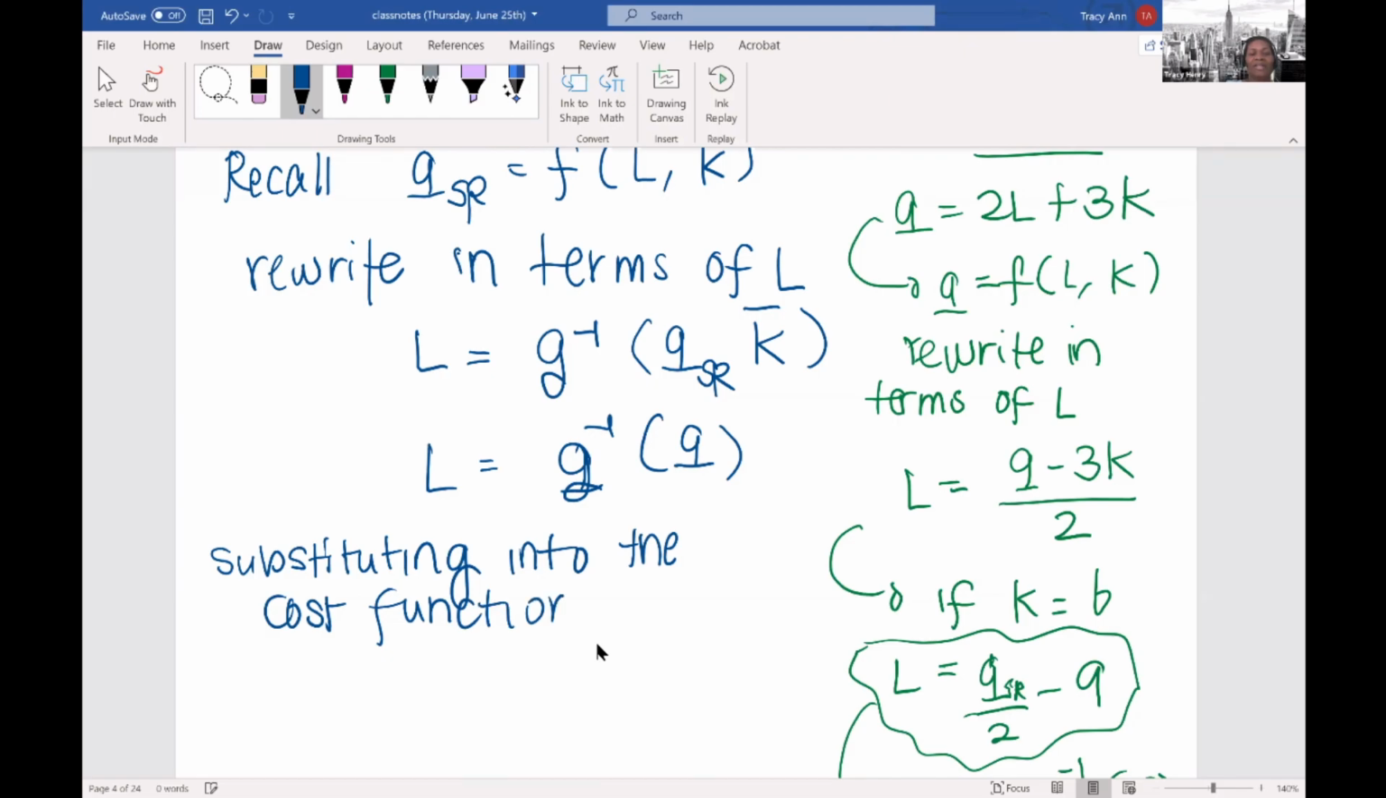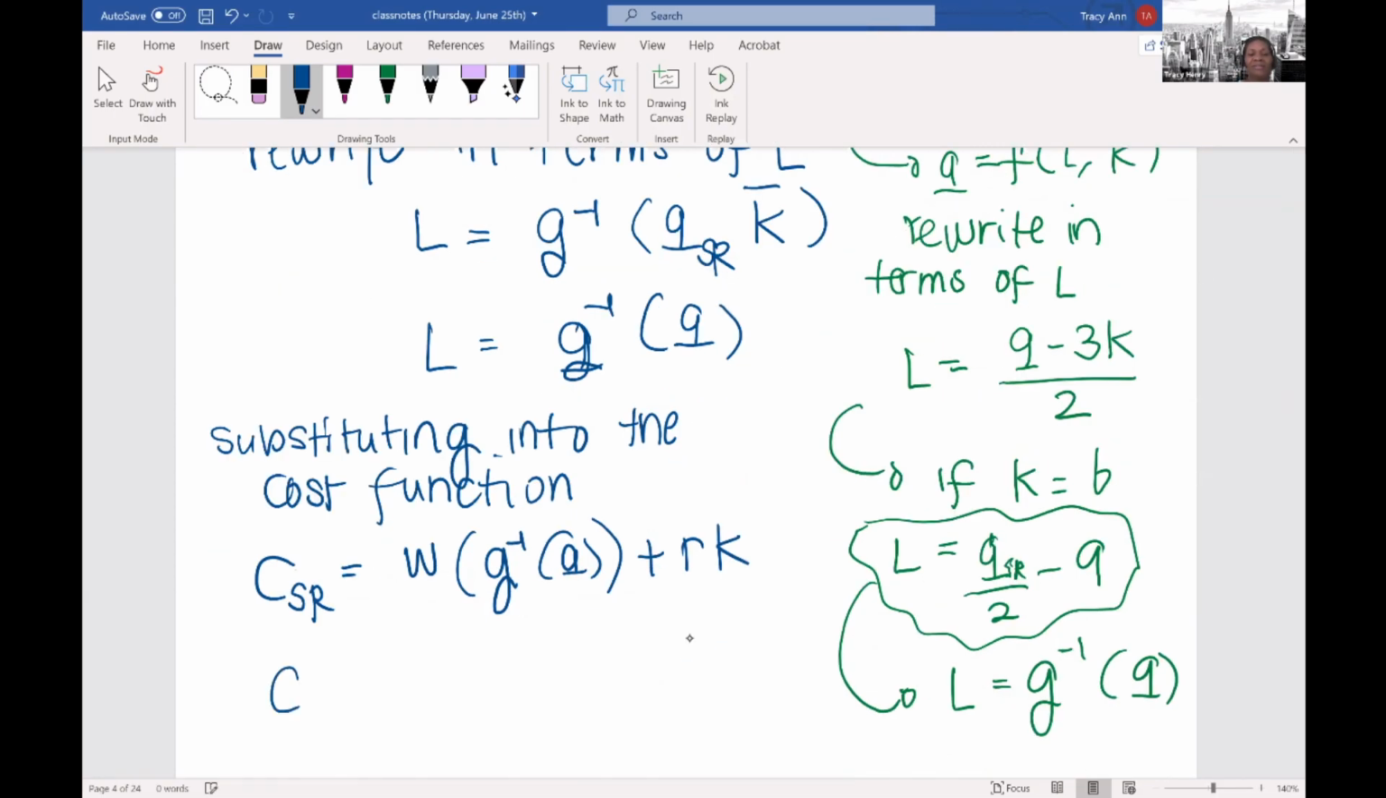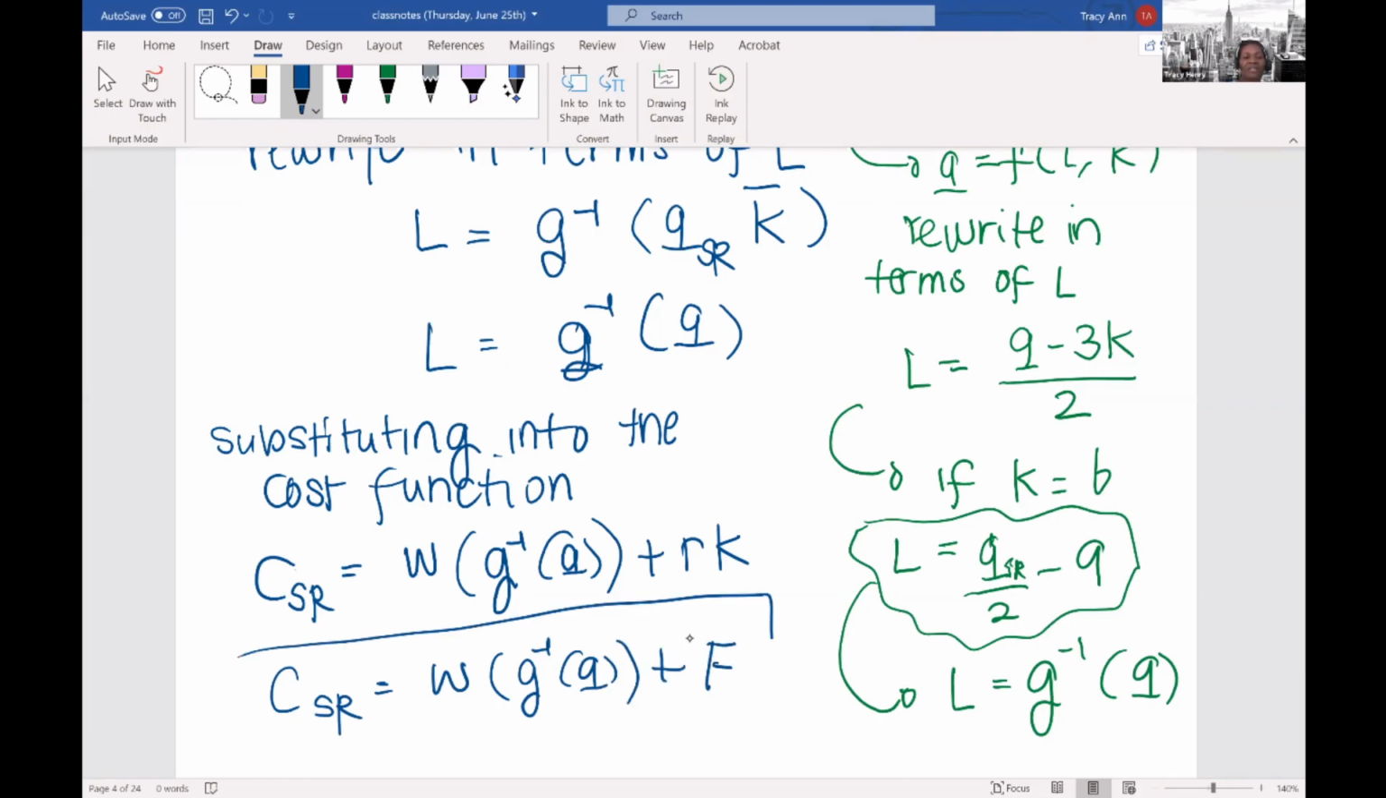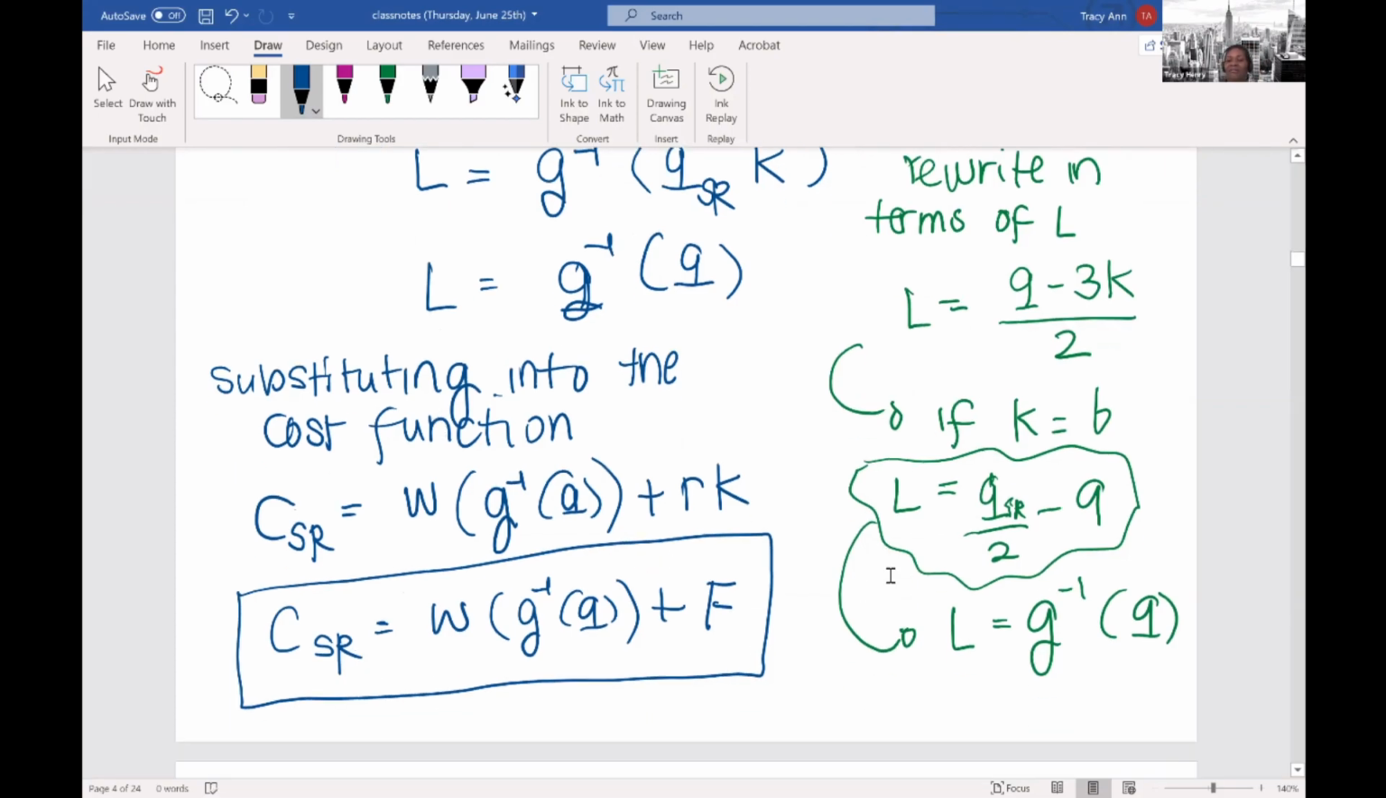So I now have CSR is equal to W times G, which is a function of Q, plus RK. And RK is already a fixed number, so my CSR is just equal to W times G, which is a function of Q, plus F, because that's a fixed number. And so I can write my cost function as a function of quantity. At the end of the day, I will get my cost function as a function of quantity.